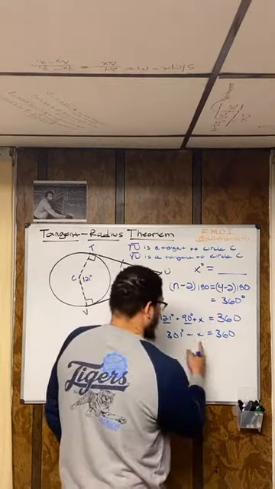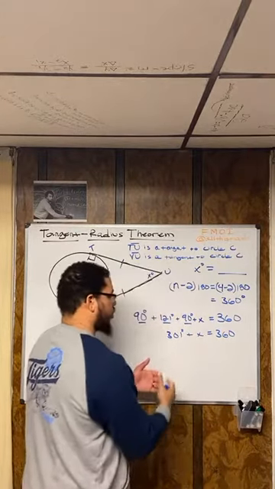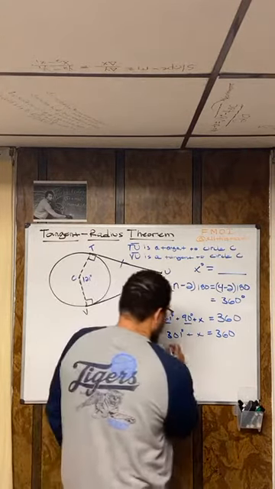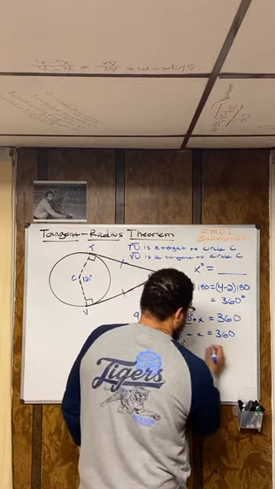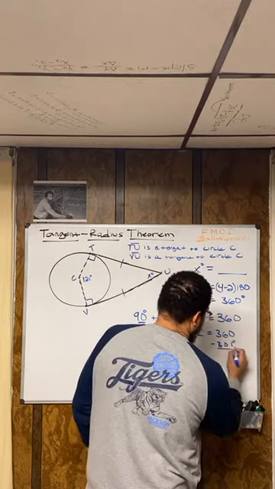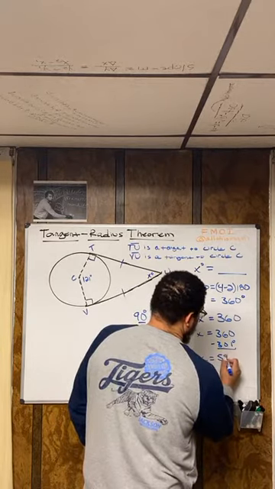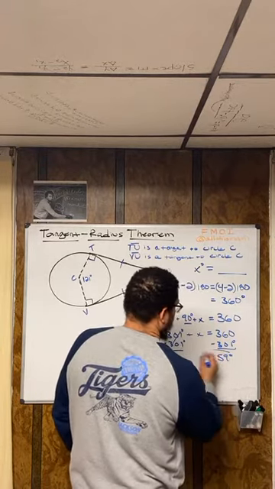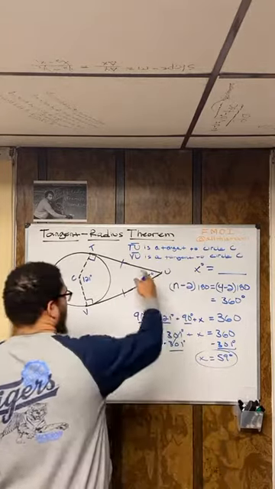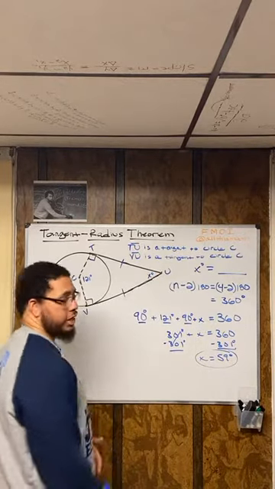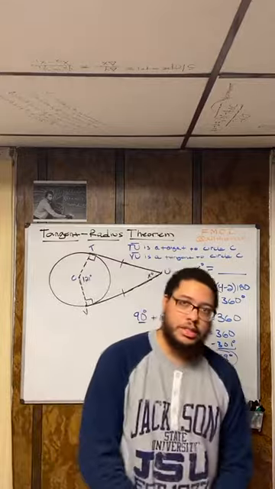So 301 plus x equals 360. And then we want to solve for x. We have one last step. We just subtract 301 on the left and subtract 301 on the right. So we got x is equal to 59 degrees. All right? So x must be 59 degrees. And this is how you use the tangent radius theorem.